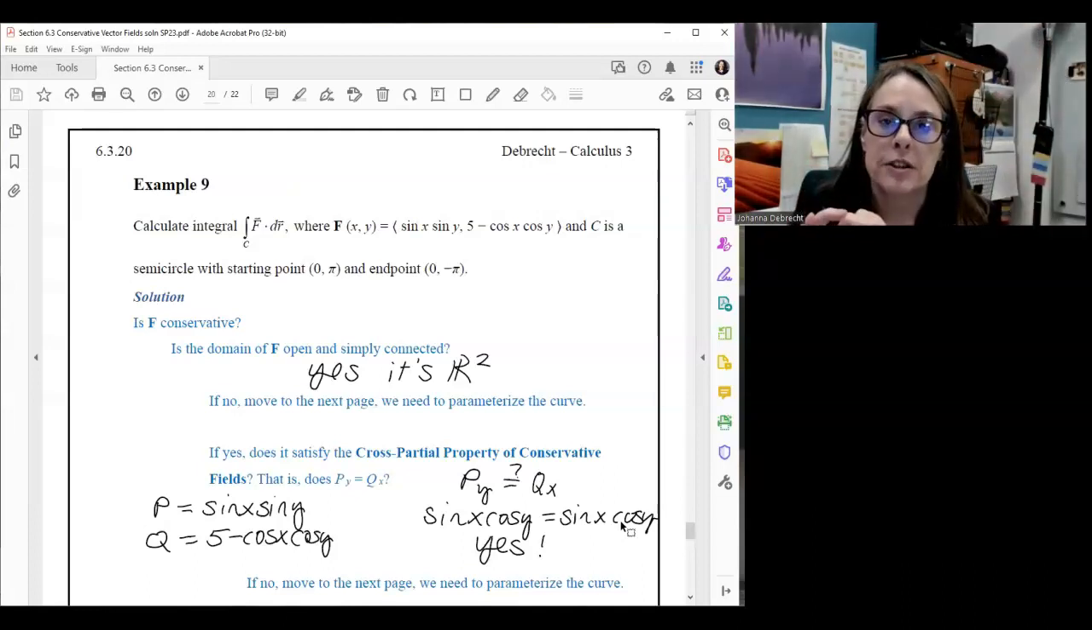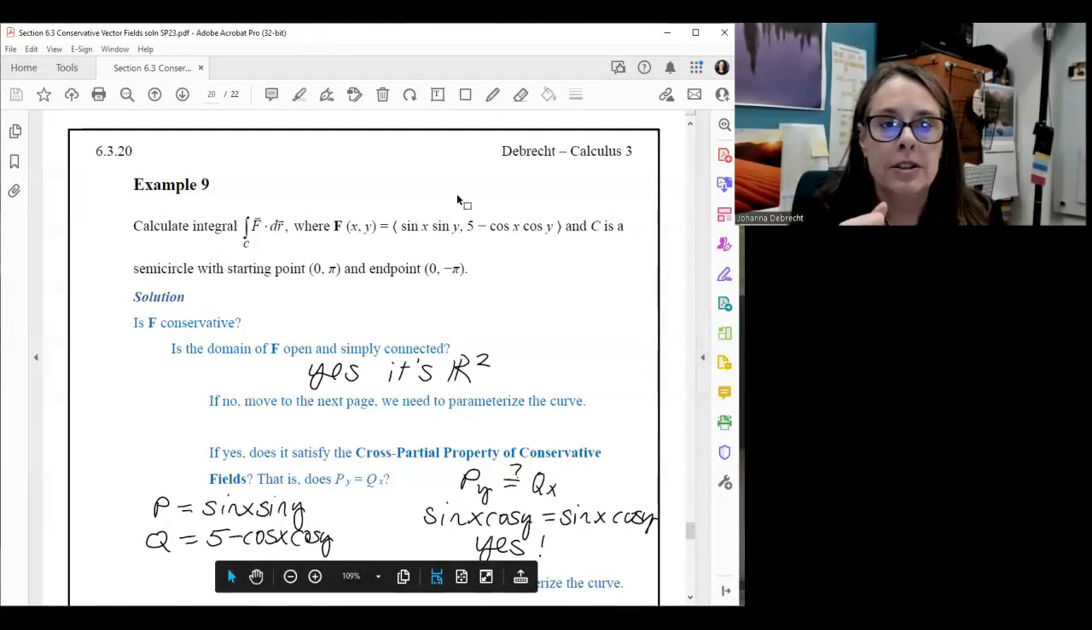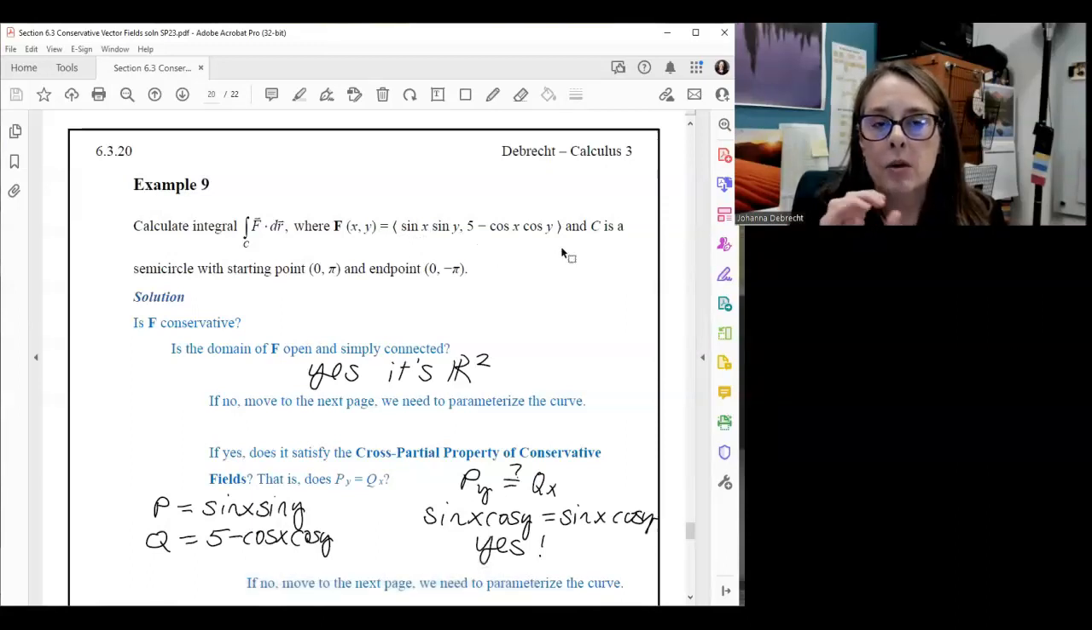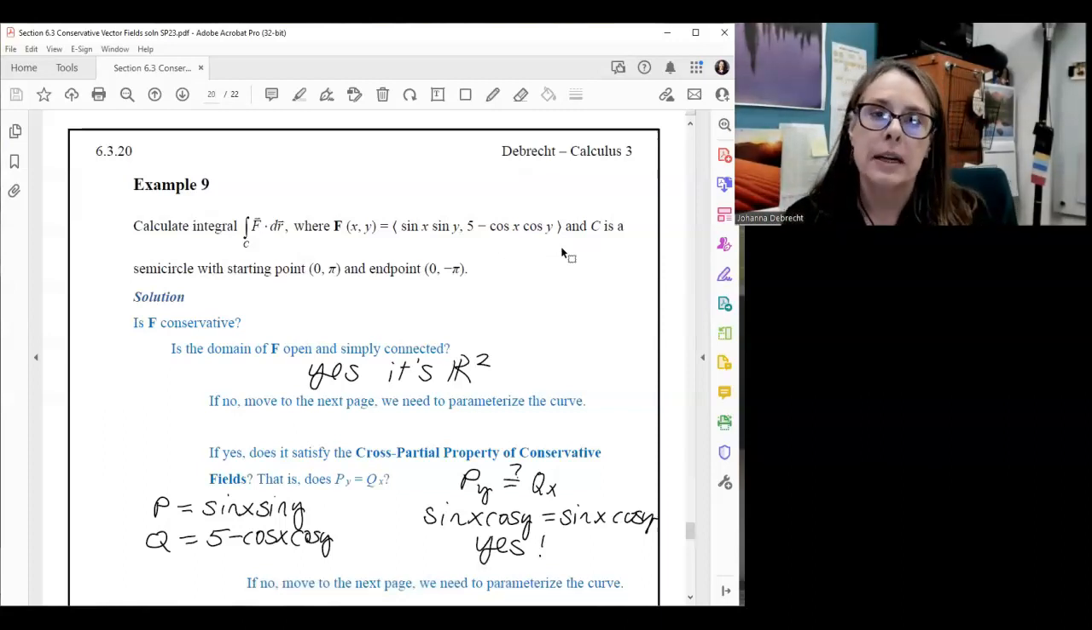Okay, so our first question, what we have to establish, is it conservative? To do that, we start with the easy part, the domain. Is it open and simply connected? Well, if we look up here at our definition for the function, there are no restrictions on x and y, right? They could be any real number. So that means that our domain is R2. Now, R2 is by definition open and path connected, so it's open and simply connected. So the answer to that is yes.